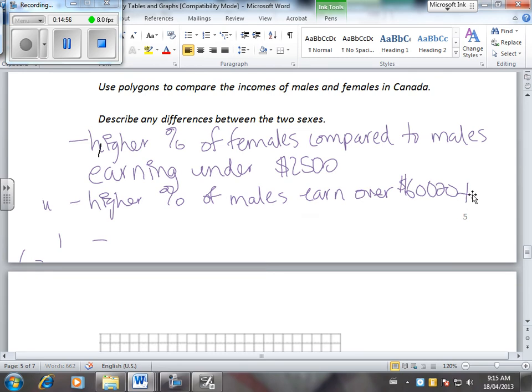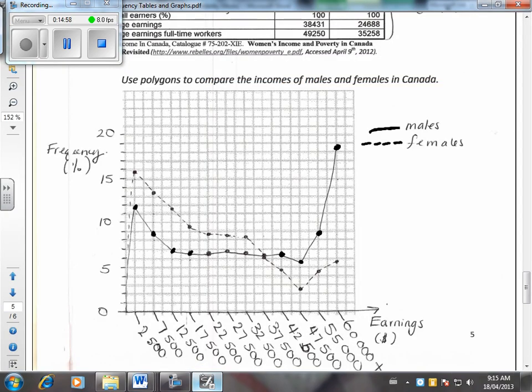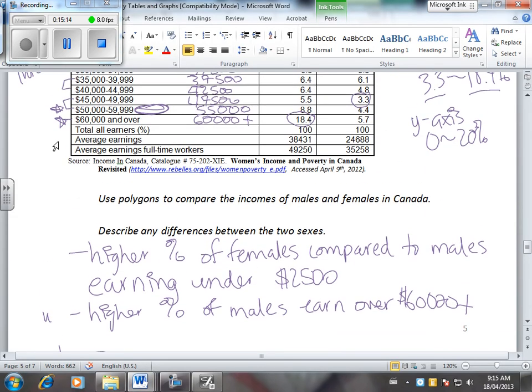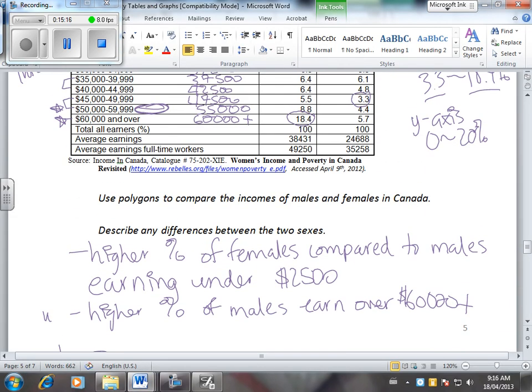Okay, so basically, again, if we look at it, the female curve is above the male curve, and here it goes, until you get to earnings right here. And if you look at who commissioned this study, it tells you, so this is income in Canada, and it's being categorized under women's income and poverty in Canada.